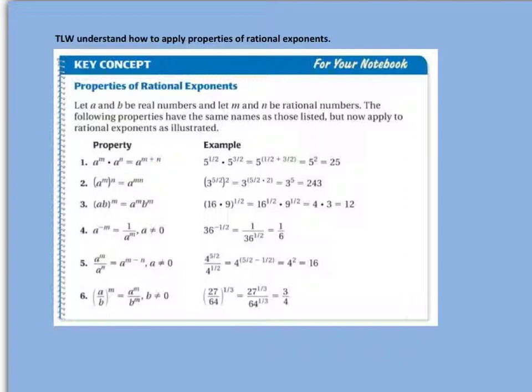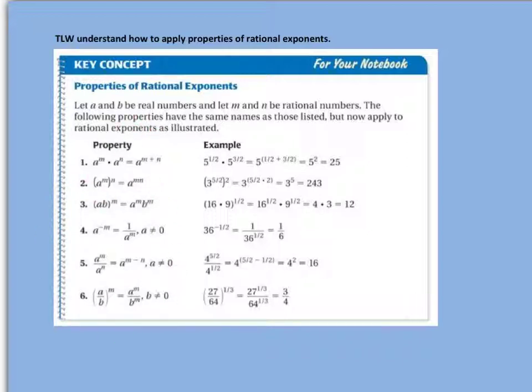We add them. Doesn't matter that they're rational exponents, because remember, a rational number is any number that can be written as the division of two integers. Okay? So we add them together, you get 5 squared, 25. Again, I'm more worried about this than I am this. So these are all the same properties.